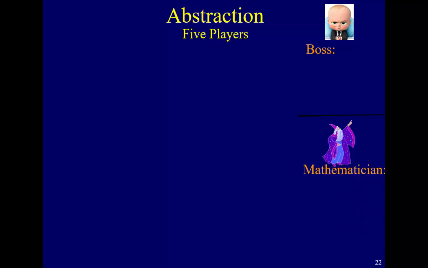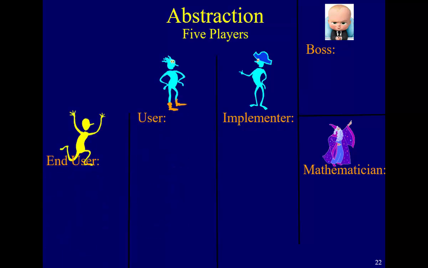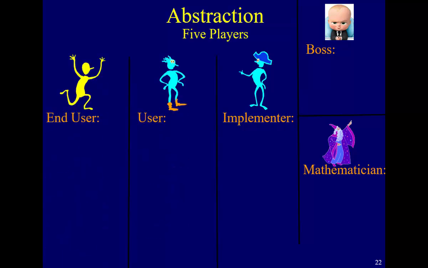I used to have a slide that said 3 people, and then I read over the slide a couple days ago, and I turned it into 5 people. So let's see who our new people are. We have the boss, and we have the mathematician. Those are actually the 2 new people. And then we have the implementer and the user, and then the end user. So when we're talking about who you are, you want to think, I'm going to wear this hat for a while. Now I'm wearing this hat for a while.